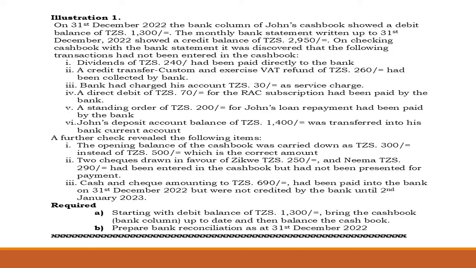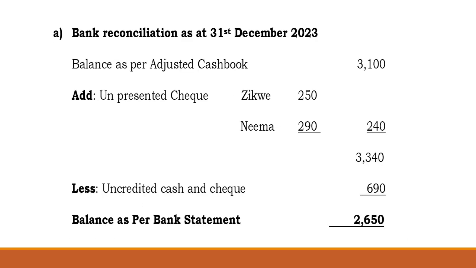Required: starting with the debit balance of 1,300, bring the cash book bank column up to date and then balance the cash book. Number 2, prepare the bank reconciliation as at 31st December 2022.